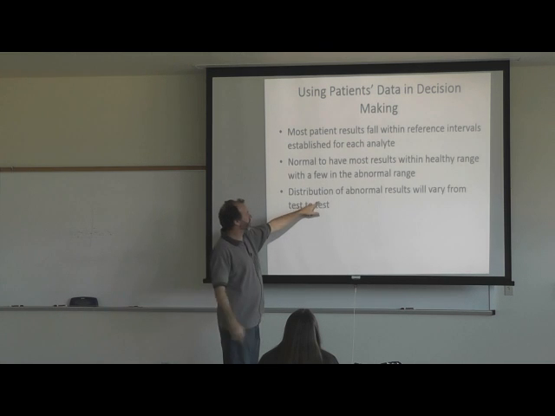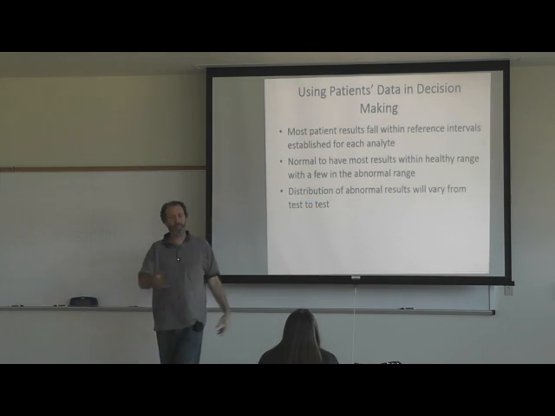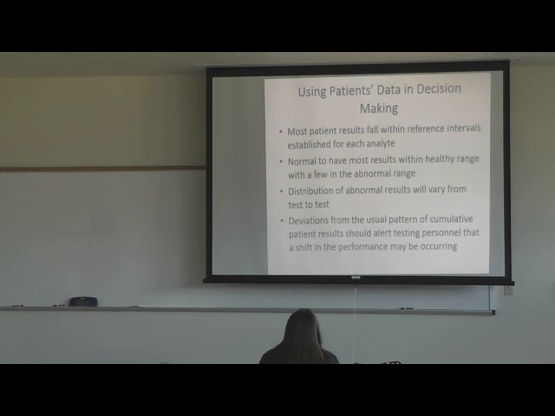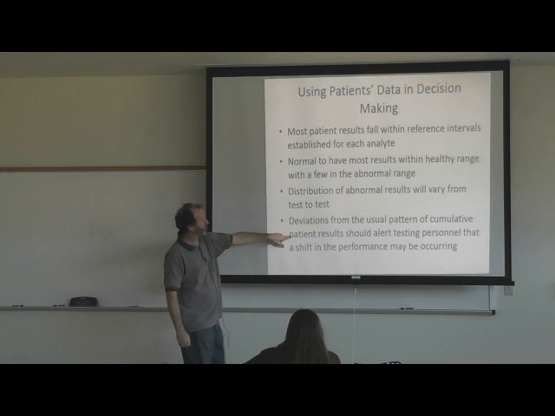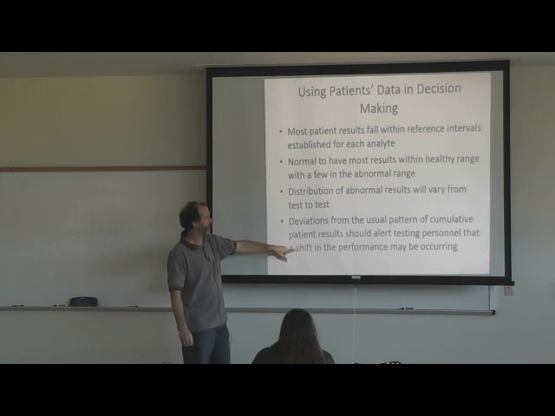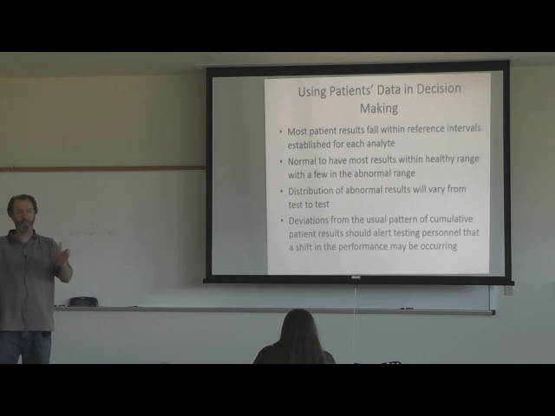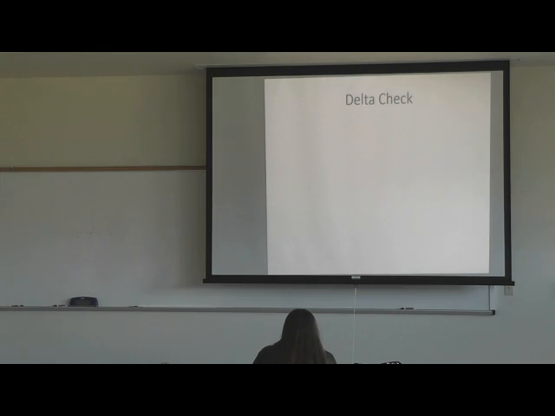But distribution of abnormal results will vary from test to test, but deviations from the usual patterns that the hospital normally sees of cumulative patient results should alert testing personnel that there might be a shift in the performance occurring. Because if all of a sudden half the people are abnormal in one direction, then it could be a shift in the accuracy, or if all of a sudden it's both ends, it's an increase in imprecision.